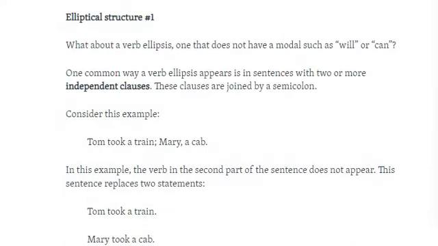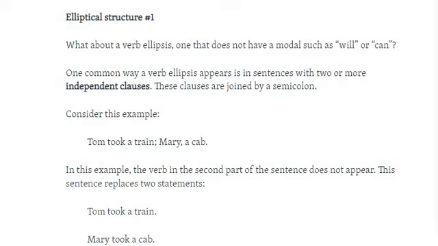What about a verb ellipsis, one that does not have a modal such as will or can? One common way a verb ellipsis appears is in sentences with two or more independent clauses. These clauses are joined by a semicolon. Consider this example. Tom took a train; Mary a cab. In this example, the verb in the second part of the sentence does not appear.